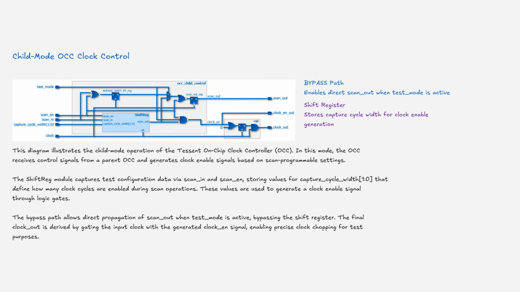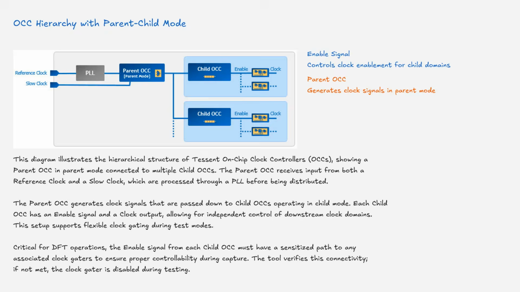This diagram illustrates the hierarchical structure of Tessent On-Chip Clock Controllers, OCCs, showing a parent OCC in parent mode connected to multiple child OCCs. The parent OCC receives input from both a reference clock and a slow clock, which are processed through a PLL before being distributed. The parent OCC generates clock signals that are passed down to child OCCs operating in child mode. Each child OCC has an enable signal and a clock output, allowing for independent control of downstream clock domains. This setup supports flexible clock gating during test mode.